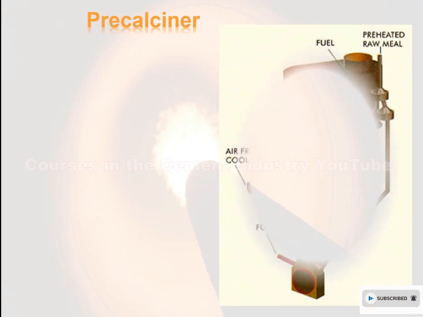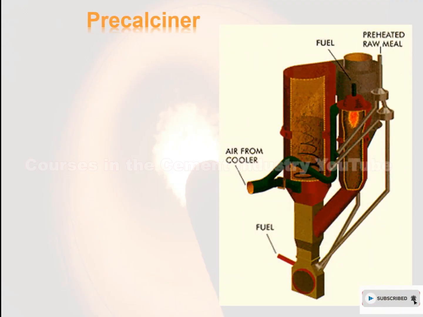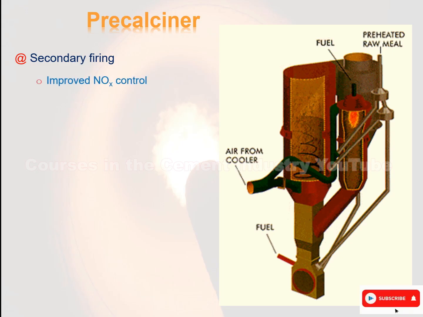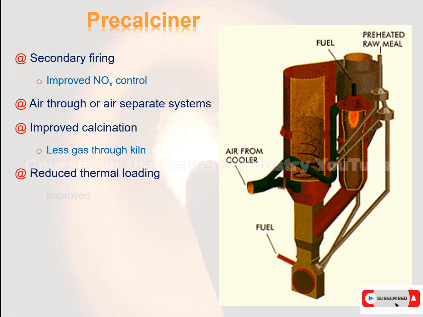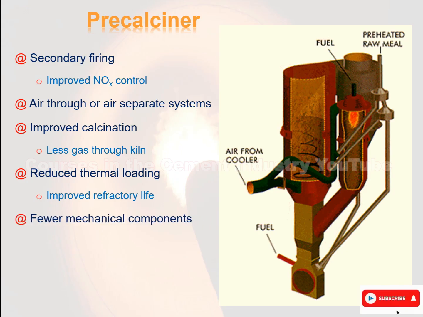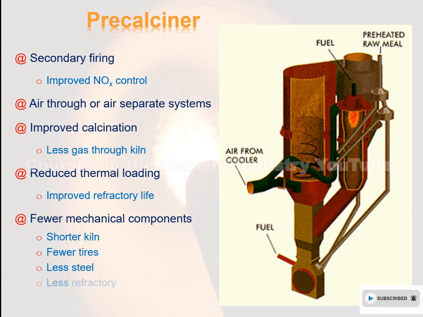Precalciner. Most important characteristics of the precalciner. 1. Secondary firing: improved NOx control. 2. Air through or air separate systems. 3. Improved calcination, less gas through kiln. 4. Reduced thermal loading, improved refractory life. 5. Fewer mechanical components, shorter kiln: fewer tires, less steel, less refractory, smaller motor.